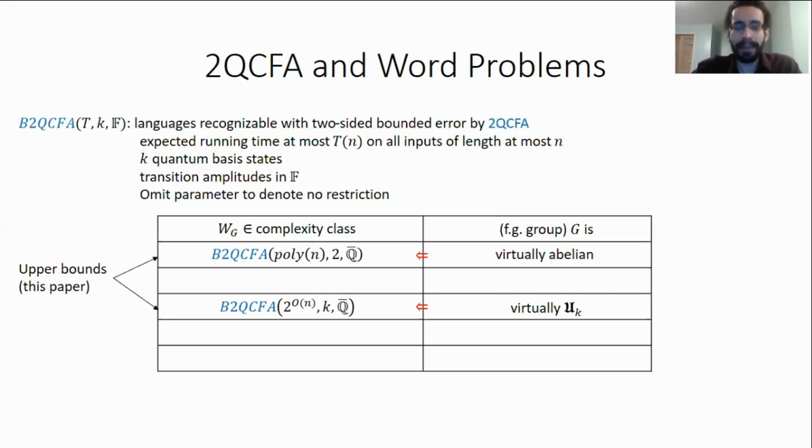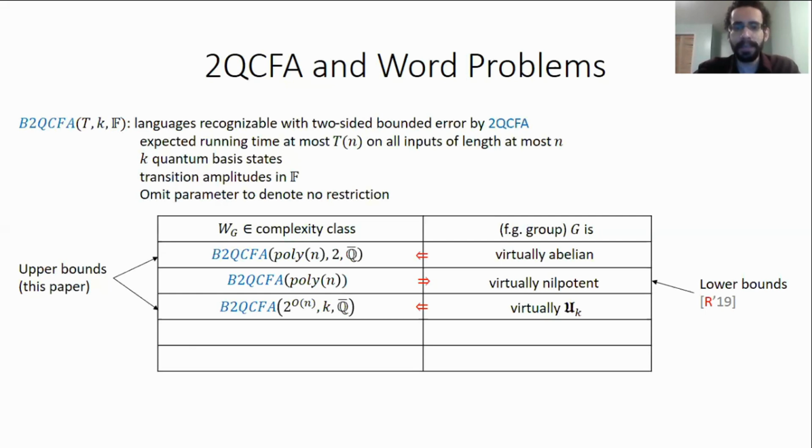Now, what makes these upper bounds interesting is that in a companion paper, we show the following lower bounds. Firstly, if the word problem of G is recognizable by a 2QCFA in polynomial time, then G is virtually nilpotent. Here, the 2QCFA can have any constant number of quantum basis states and any transition amplitudes. Now, it should be noted that this is not an exactly matching lower bound. The virtually abelian groups are a proper subset of the virtually nilpotent groups, but it's a small gap. It's almost an exact classification of those group word problems recognizable in polynomial time by a 2QCFA.